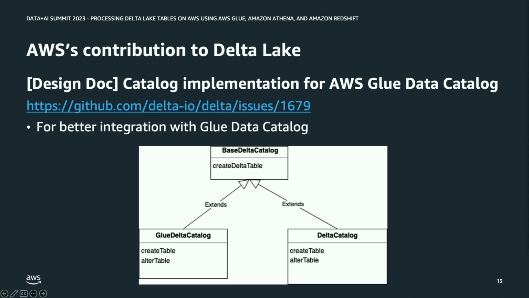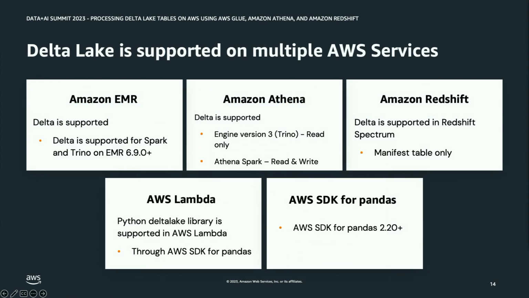Now I've talked about AWS Glue, including Glue jobs, Glue crawler, and Glue Data Catalog, and its support for Delta Lake. In addition to that, not only AWS Glue, but also multiple AWS services can support Delta Lake. Amazon EMR supports Delta Lake natively, and Amazon Athena supports Delta Lake in both Trino and Spark engines. Amazon Redshift Spectrum supports Delta Lake, but Delta manifest tables only, and I'll talk about Delta manifest tables later in the next slide.